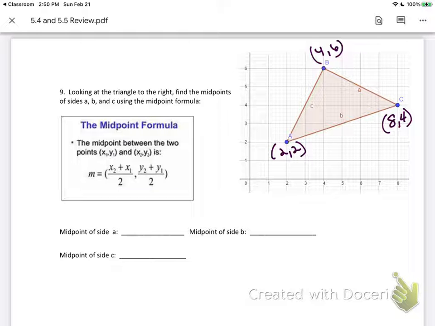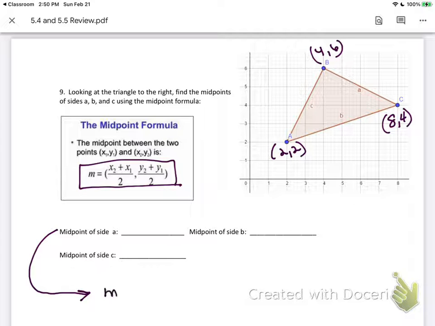Okay, so to find the midpoint of side A, let's do the work down here. I'm going to follow this formula. So the midpoint equals x2 plus x1. So why don't we just say 4 plus 8, 4 plus 8 divided by 2, comma, because that is your x value. And then 6 plus 4 divided by 2.